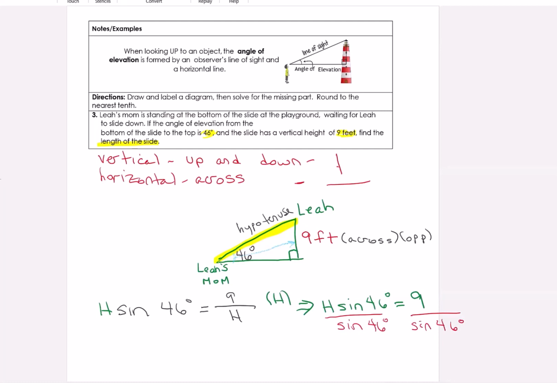And that gives me h is equal to, why is that h? Because this cancels with this. H is equal to 9 divided by the sine of 46 degrees. And that value from my calculator is 12.5, round to the nearest tenth, 12.5 feet. And that is the length of the slide.